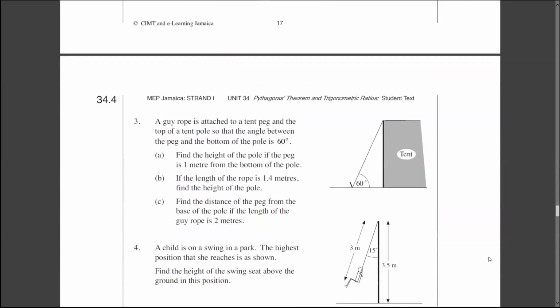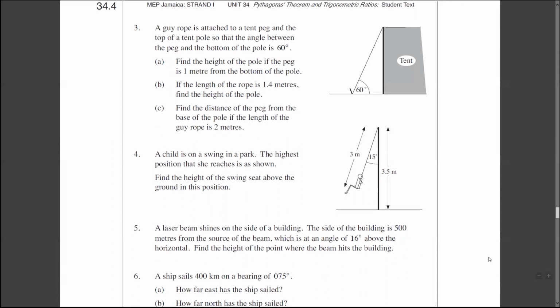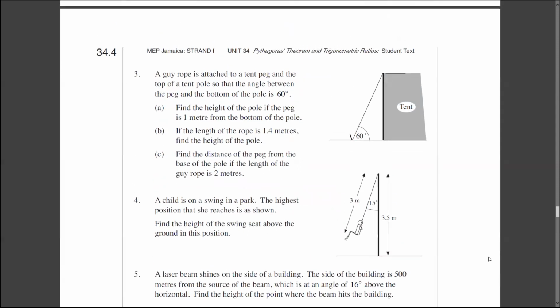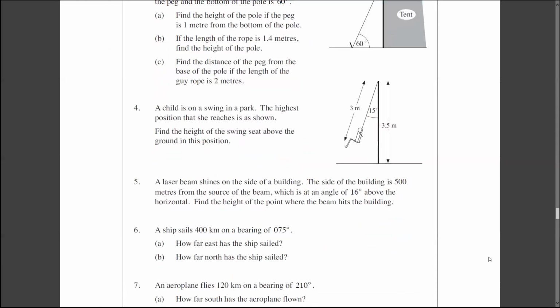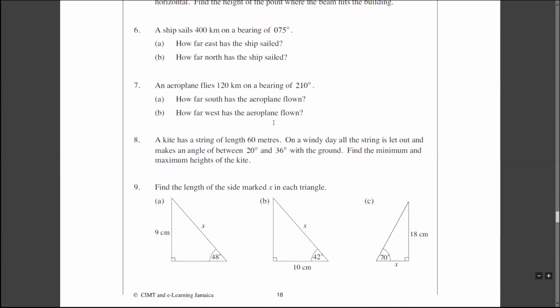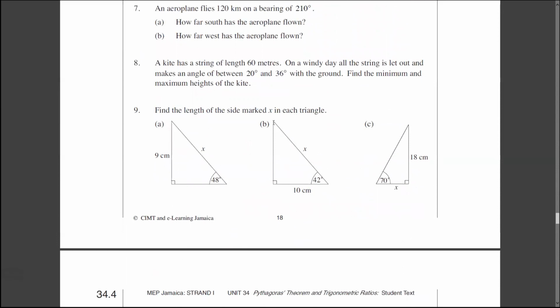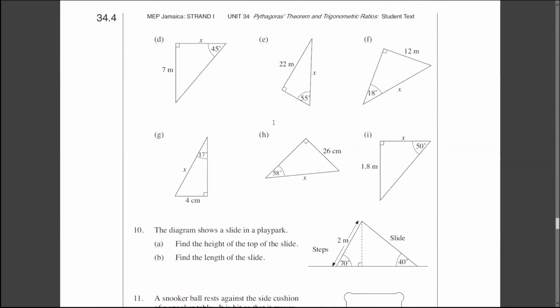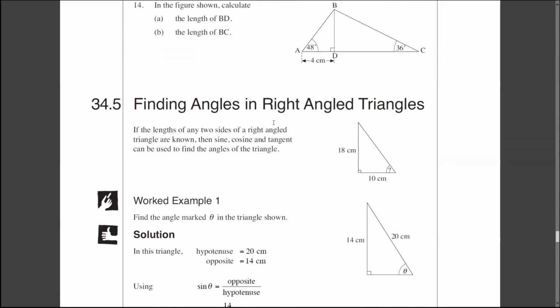Good. Here are some more interesting questions. I like these. Pause the video and work them out, and we'll discuss them in the next class. A ship sails 400 kilometers on a bearing of 75 degrees. How far east has the ship sailed, or how far north? Same concept. Find the length of a side or x in each triangle. There are quite a few questions.